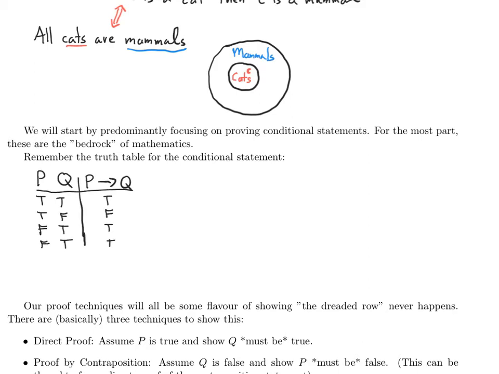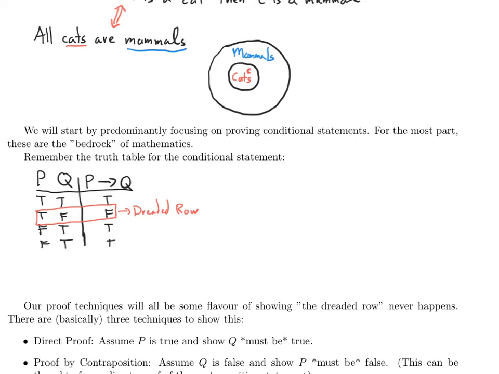And if you remember, this here is what we call the dreaded row. And we like conditional statements where that does not happen. Then they're always true conditional statements. Remember, there's that baked-in universal quantifier. So the whole idea is showing that that never happens. And you can see where the other three rows are in that little diagram that I drew above.